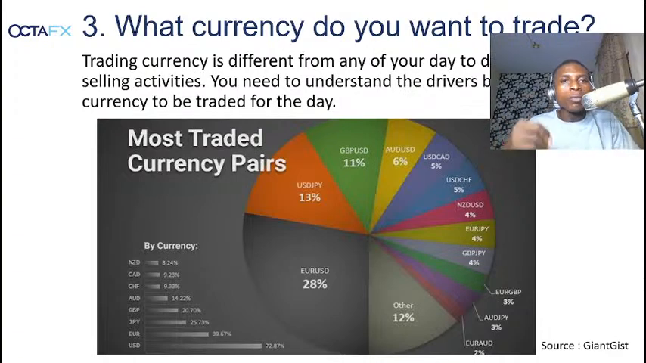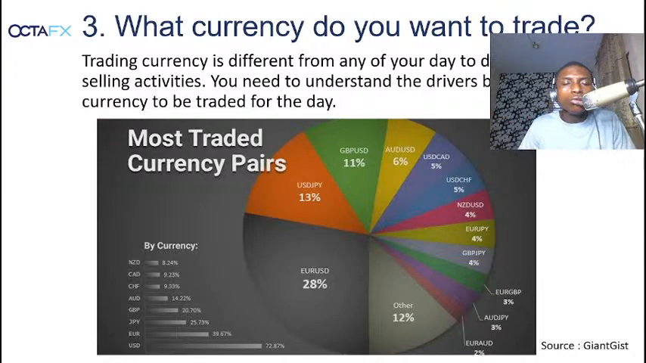Now you want to know, what currency would you love to trade? There are traders who say, oh, I would love to trade nothing but Euro USD. Some traders would say, I would only trade currencies with the USD pair. Some traders would say, I only trade gold, anything outside gold, I don't trade. And some traders would say, I don't want to trade Euro USD, I only want to trade USD CAD and USD CHF.